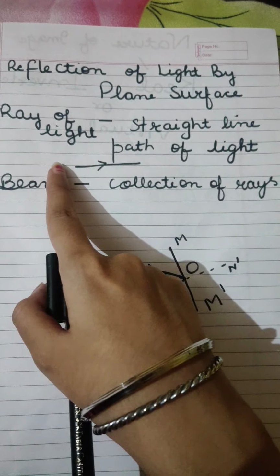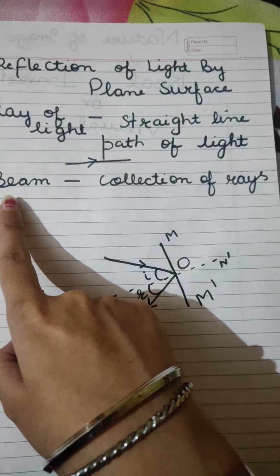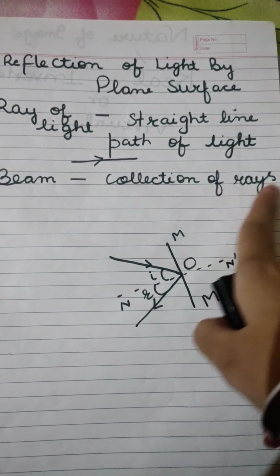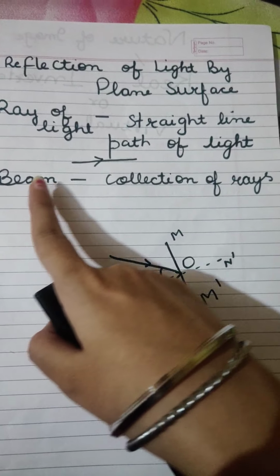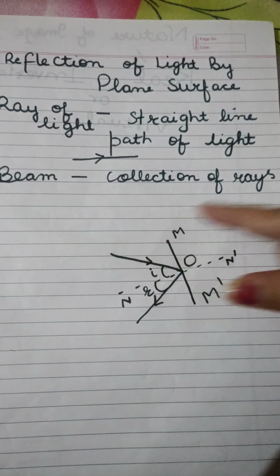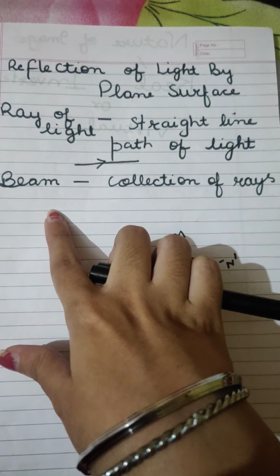So now, if ray of light is a straight line path of light, then what is beam? Beam is basically collection of rays of light. Collection of rays of light is referred to as a beam. What is a beam? A beam is a collection of rays. Now we know what is a ray of light and what is a beam.